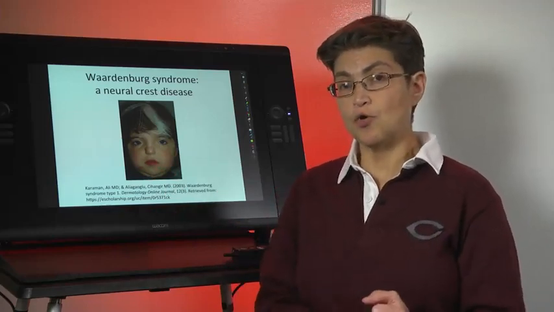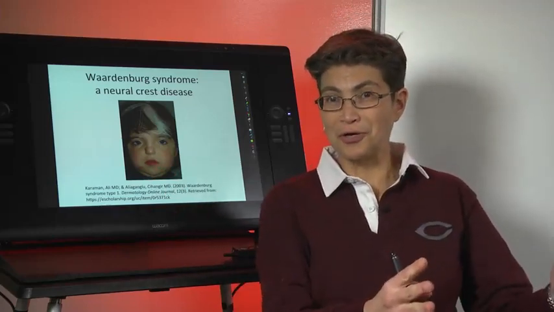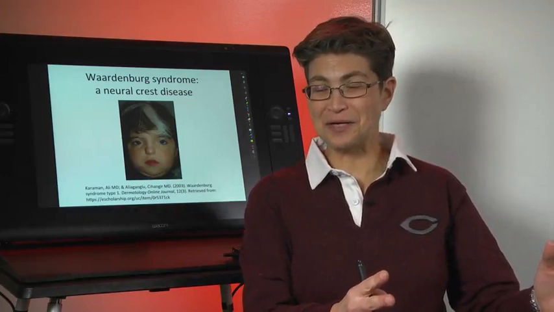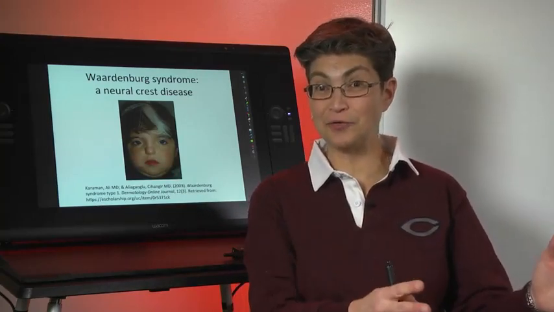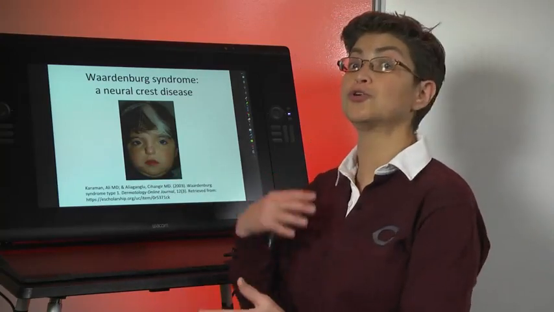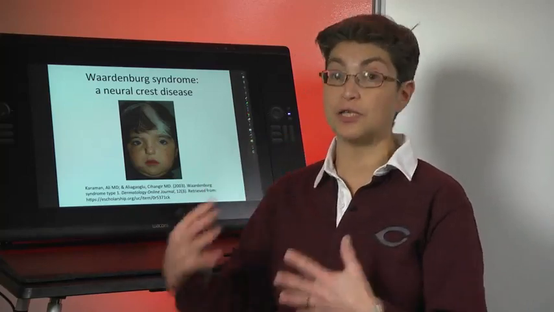Okay, so that's our short introduction into how we get a peripheral nervous system, and now what we're going to do is turn our attention to the development of the central nervous system.